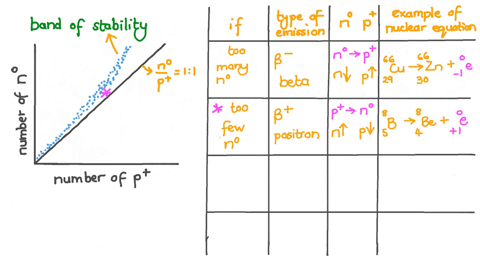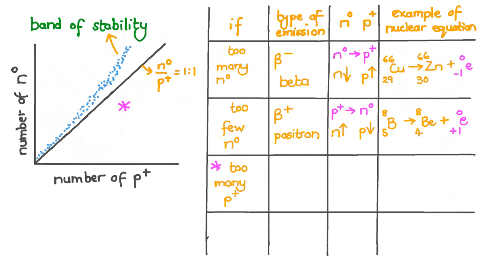An example of this is the decay of the boron-8 isotope into the beryllium-8 isotope with the release of a positron. Notice the positive charge on the positron. Again, the number of nucleons has not changed, but this time the number of protons has decreased by 1. Beryllium has 4 protons in its nucleus and boron has 5.